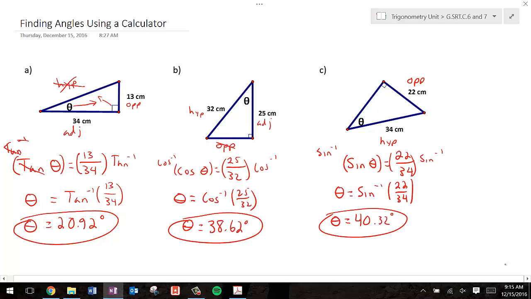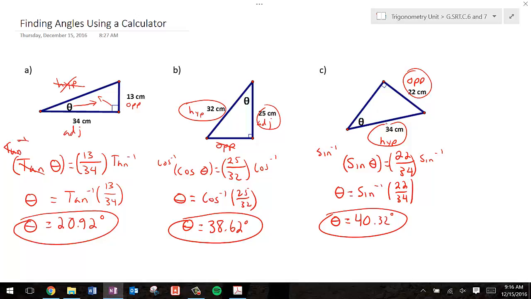Okay, welcome back. So as you can see, the second one, they only gave us information at our adjacent and our hypotenuse. So we would use the cosine ratio here and solve out, and we ended up with 38.62 degrees. And our final one over here, we only had our opposite side and our hypotenuse. So we would use the sine ratio. And the same process goes for all three of these. The solving process is identical regardless of which ratio you end up having to use.